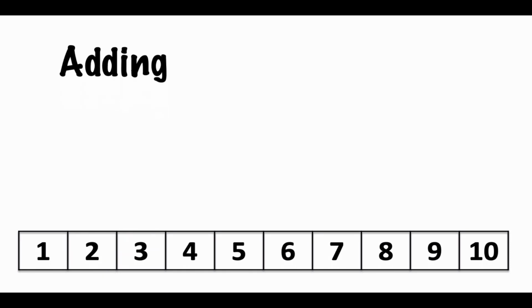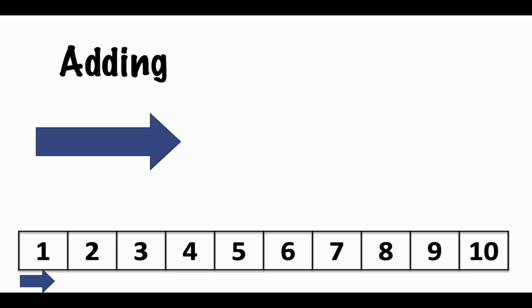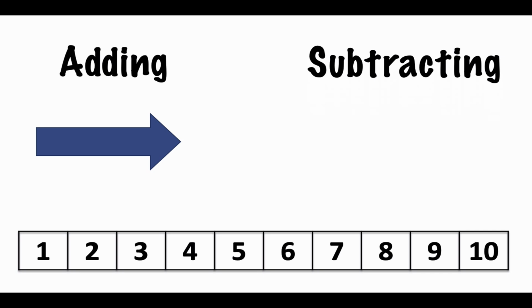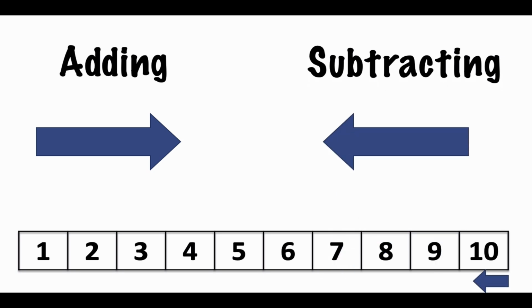When you're adding, you're going to go forwards. So you're going to start from this end and you're going to go towards the other end. The numbers will get bigger. When you're subtracting, you're going to go backwards. So you're going to start at a bigger number and then you're going to move towards the smaller numbers. That's because, of course, when you add, things get bigger, and when you subtract, they get smaller. So let's practice and see what that looks like on a number path.